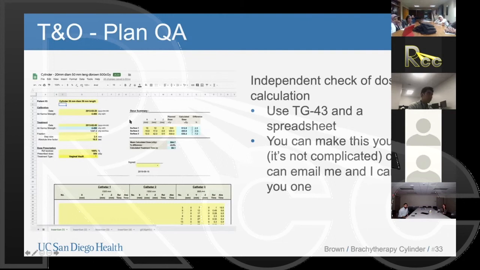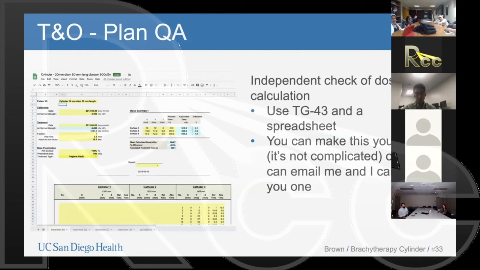You just put in the coordinates of each one of the dwell positions, and it calculates using TG43 what it's expecting the doses at point A to be. It's essentially the same spreadsheet as the cylinder second check that we talked about yesterday, and I'm happy to share this with anybody who's interested. But definitely important that once we have a finished plan, the physician is happy with the plan, then we are definitely going to want to do an independent second check, just as we would do an external beam. It's no different than that.